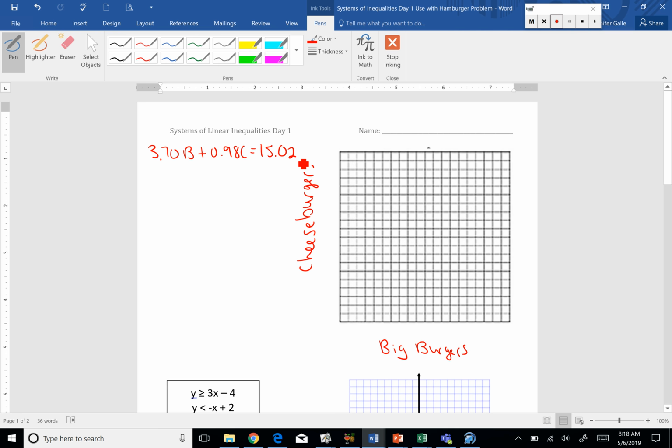What form do we have? Do we have slope-intercept or do we have standard? We have standard. Our variables are on the same side. It's not an x and y. If you want to change it to an x and y to graph, you can. But we have our b and c on the same side. If you need to change them to x and y to graph, you sure can.